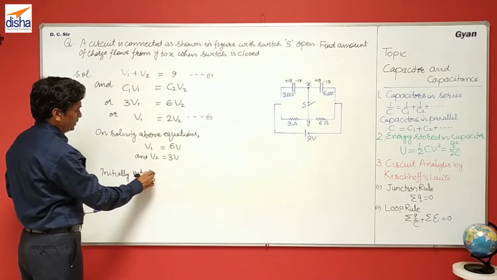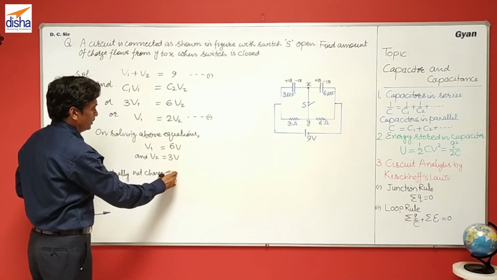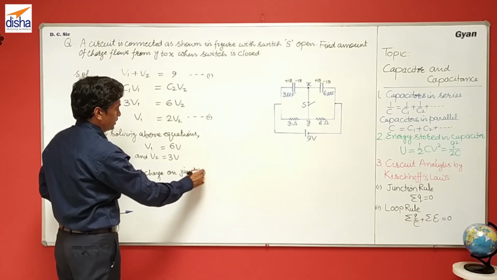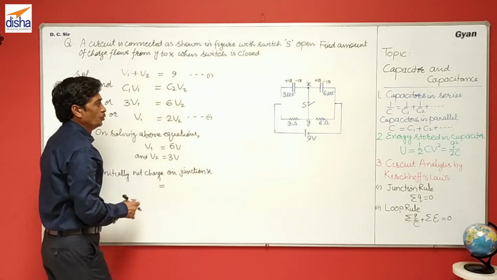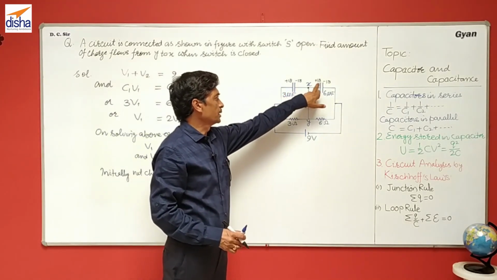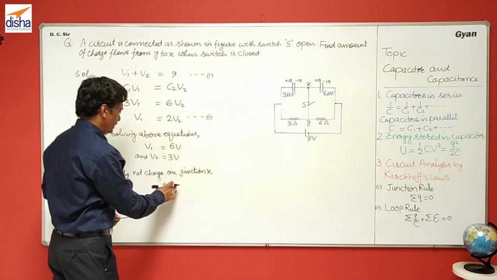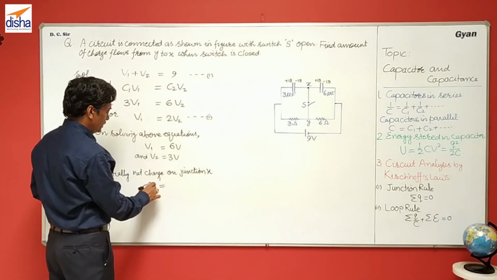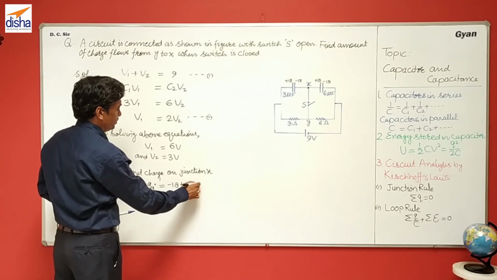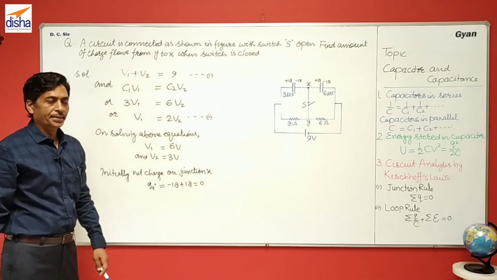Now the net charge at the junction X initially: the two plates are connected. One has minus 18 microcoulomb, another has plus 18 microcoulomb. So the net initial charge is minus 18 plus 18, which will be 0.